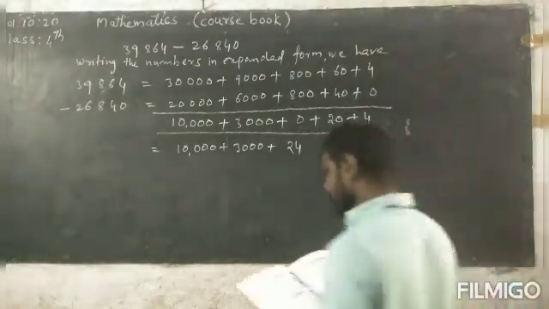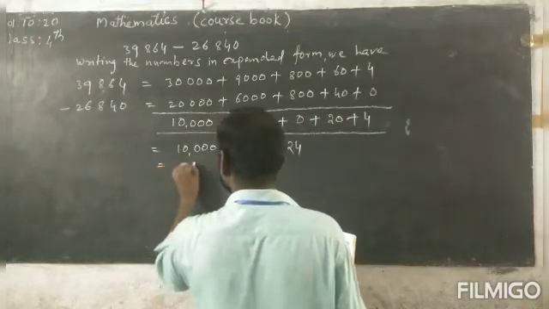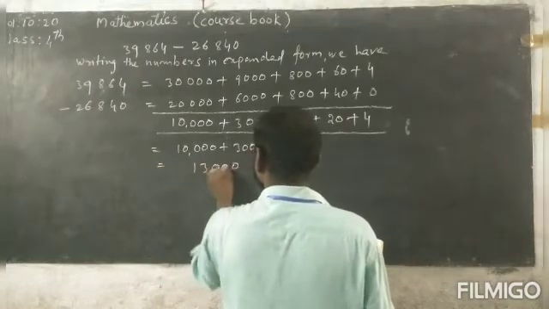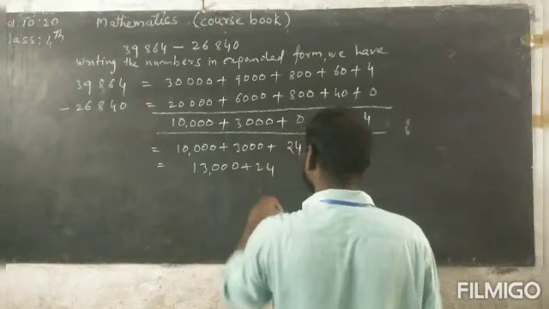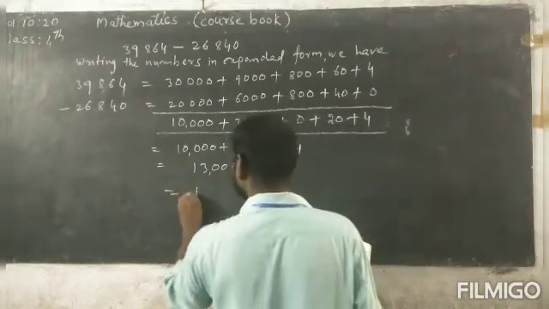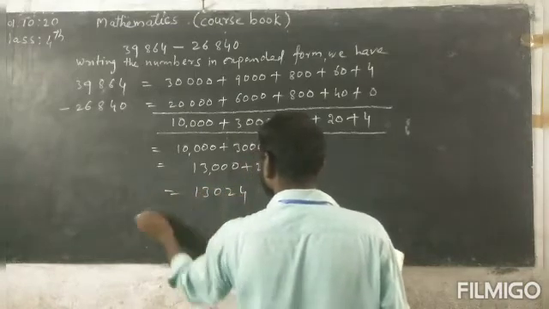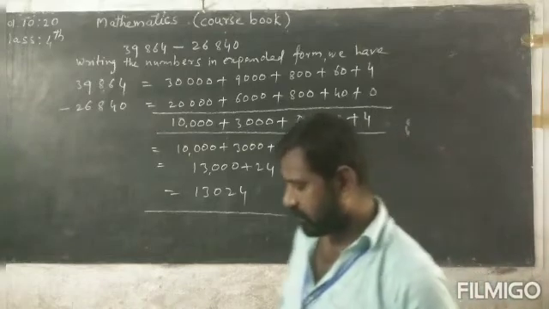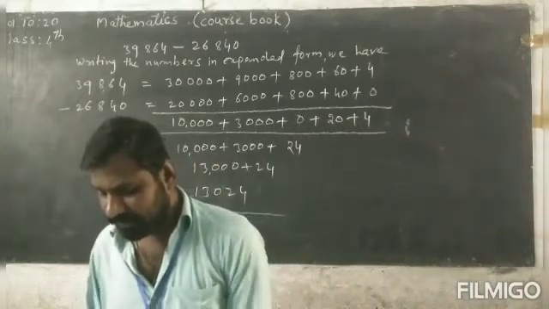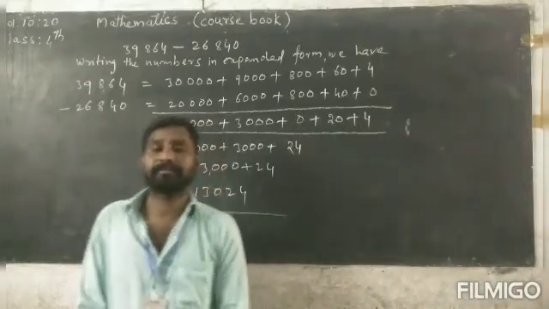Now next, 10,000 plus 3,000, 13,000 plus 24, then you get 13,024. 30,024. Next, very important topic, properties of addition.